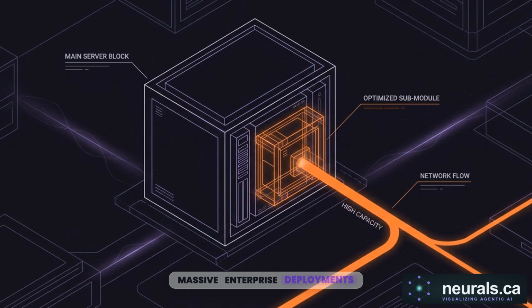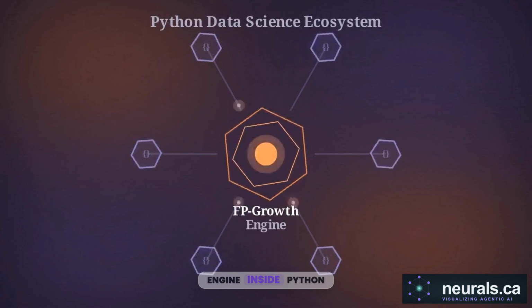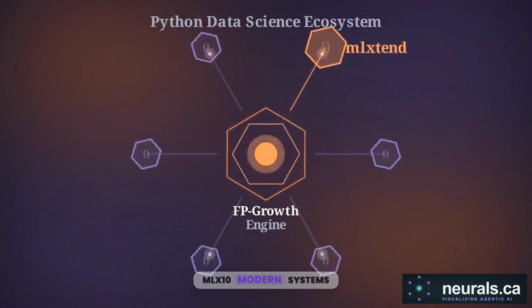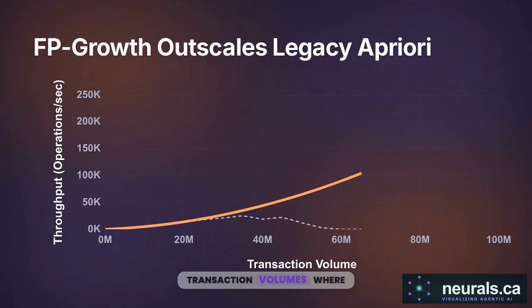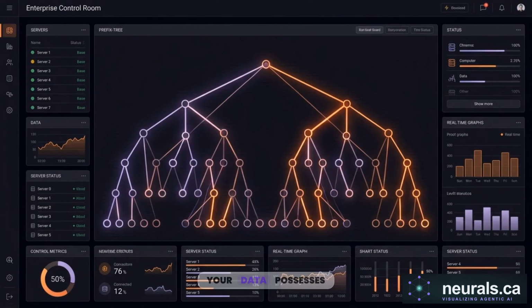In massive enterprise deployments, this speed is exactly why it ships at scale within Apache Spark's MLlib as FP growth. It also acts as the primary association engine inside Python data science ecosystems, powering libraries like MLxtend. Modern systems rely on it to handle massive transaction volumes, where older algorithms would immediately crash. Assuming your data possesses the structural overlap it needs, FP growth is the undisputed industry standard.